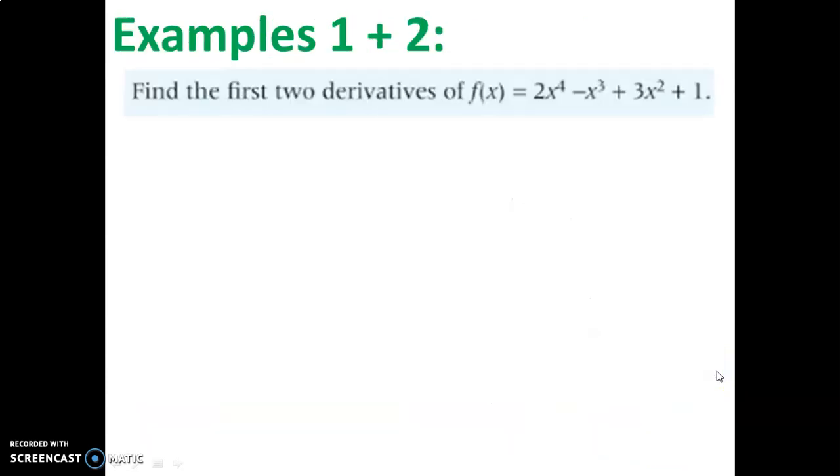So here's some examples. Find the first two derivatives of this function. Nice easy one to start. Let's do it. Great, check your work right there. First derivative and second derivative.